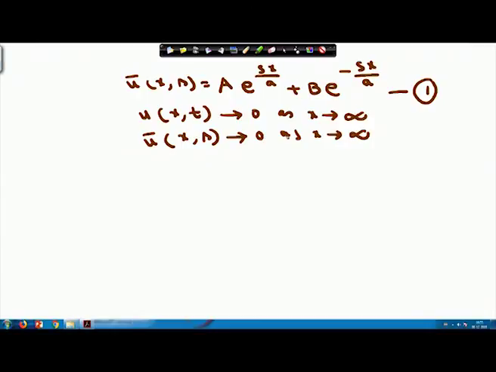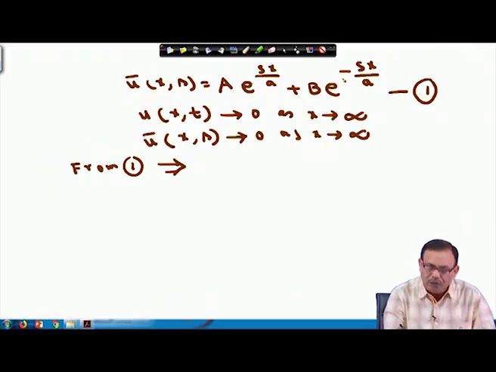So, if I substitute it in equation 1, what will I obtain? u bar x s approaches 0 whenever x approaches infinity. So, the second term of equation 1 will vanish, and the left hand side is 0. So, e to the power s x by a cannot be 0, therefore a equals 0. So, one coefficient's value you obtained. By substituting u bar x s approaches 0 as x approaches infinity in equation 1, we are obtaining a equals 0.